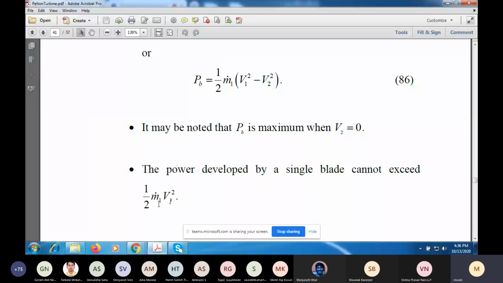So half Vj squared is the kinetic energy per unit mass available at the exit of the nozzle. To that quantity, if I multiply M1 dot, then you have the maximum power that can be developed by a single blade.